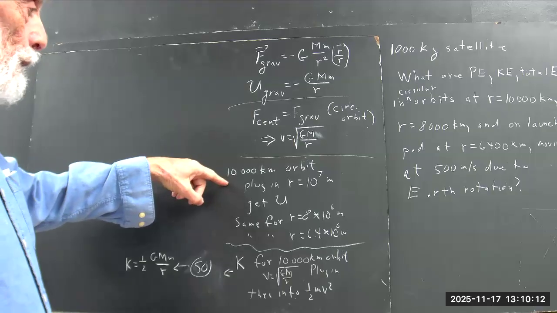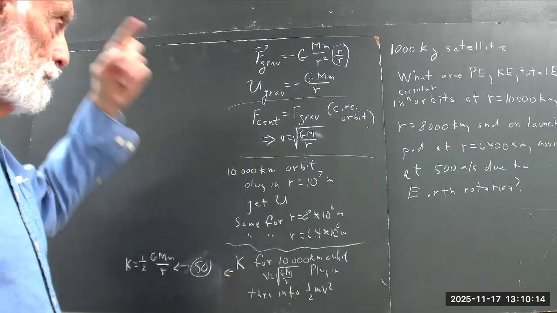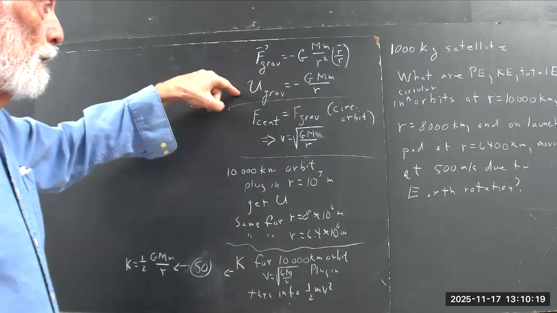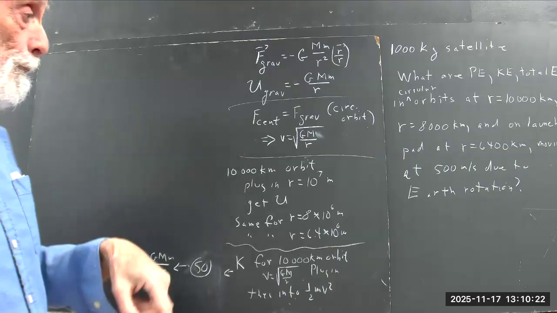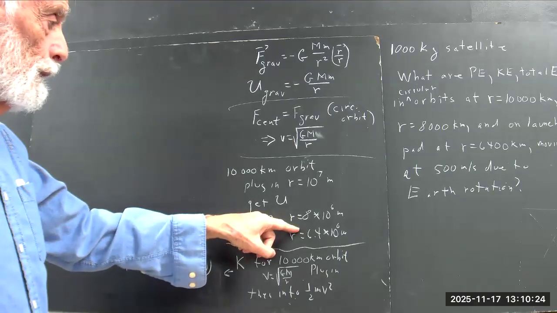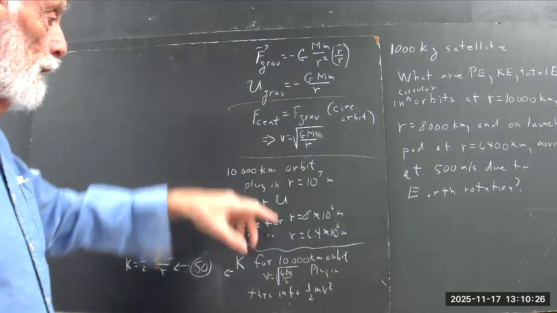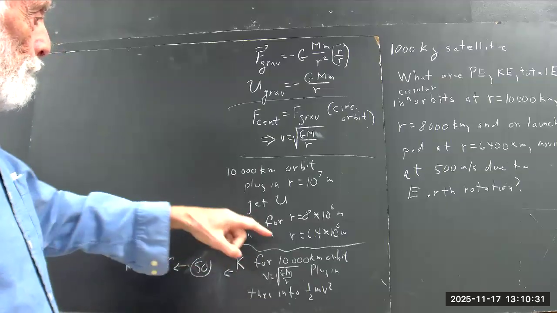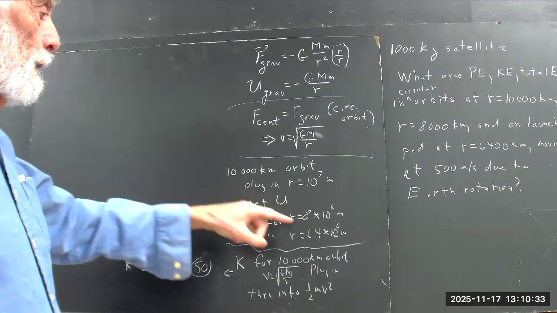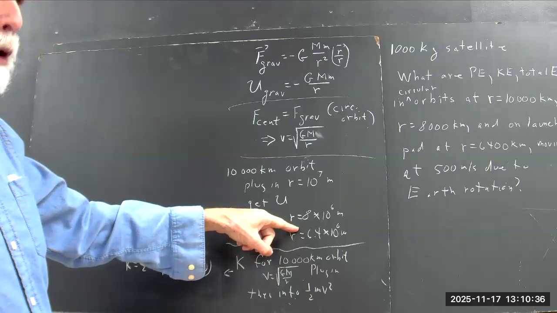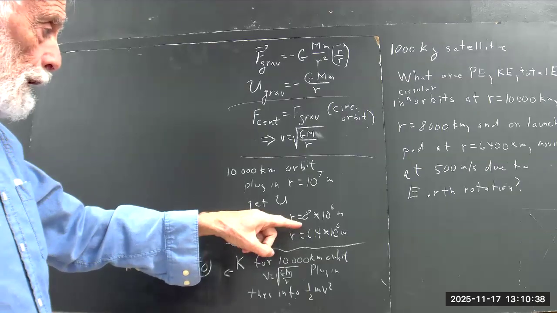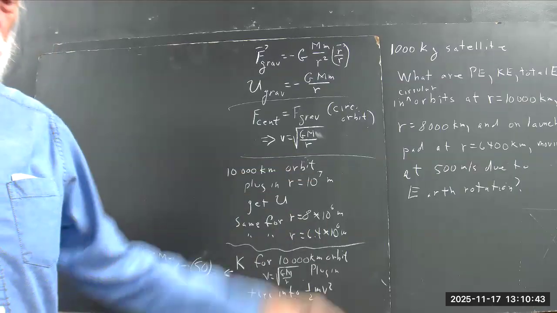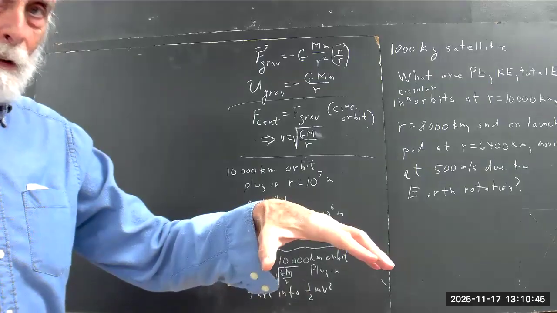Okay, so for the 10,000 kilometer orbit, you can put it in, and you get a negative value for the potential energy. Then you go to the 8,000 kilometer orbit, you plug it in, and you can do that yourself. You get another potential energy. The potential energy you get here is negative. The potential energy here is even more negative, meaning that the potential energy increases as you go from here to here. You go from a lower negative to a higher negative.